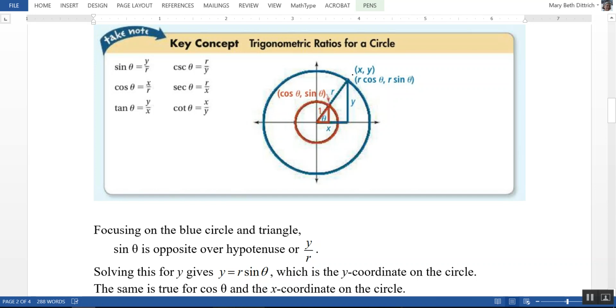The same is true for cosine of theta and the x-coordinate on the circle. So the cosine of theta is going to be adjacent over hypotenuse, or x over r. Solving that for x, we get that the x-coordinate is r cosine theta.